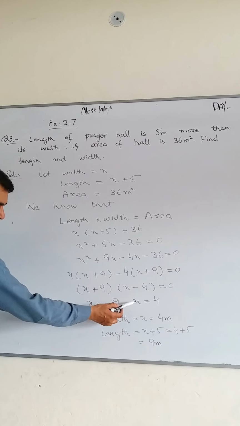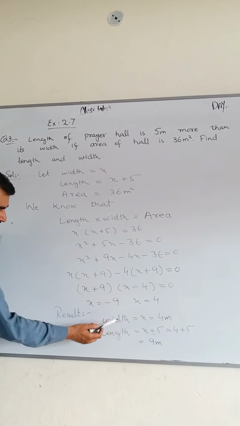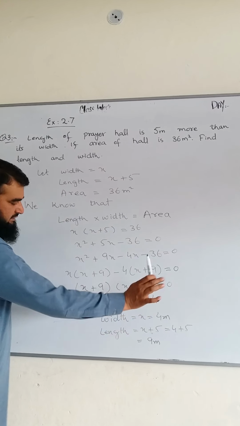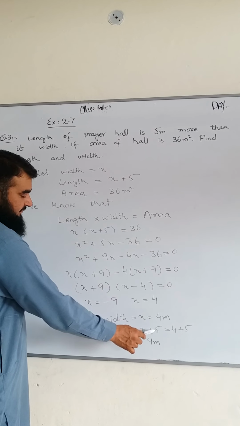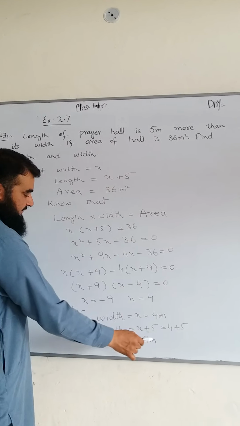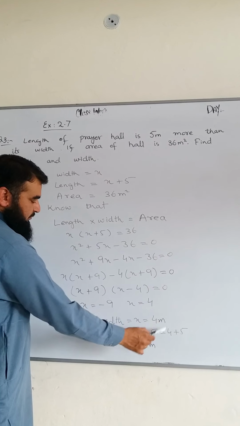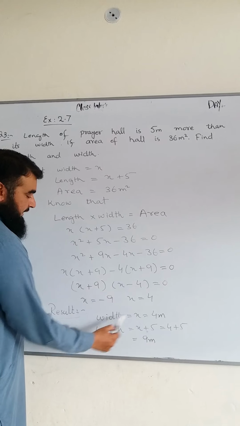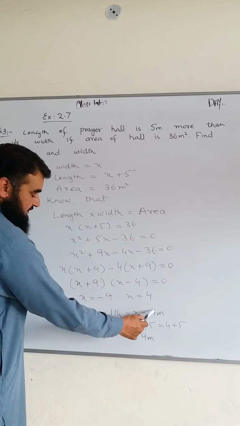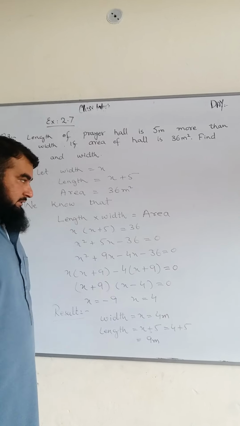Now we will take the positive value. So we know that width is equal to x, so that will be just 4, because the value of x is 4. Length is x plus 5 because we have taken x plus 5. So 4 plus 5, we put the value of x as 4 here, so this will become 9. So width is 4 meters and length is 9 meters.